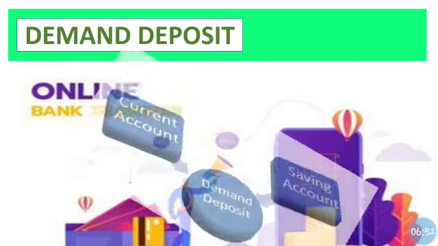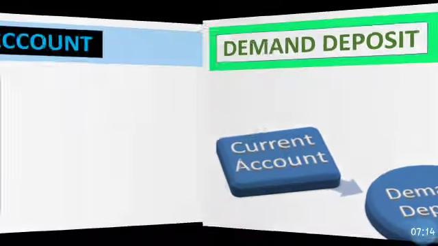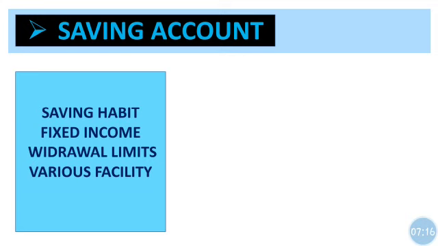Demand deposits are of two types. One is current account, another is saving account. So there are two types of demand deposit, current account and saving account. In time deposit also there are two types, fixed deposit and recurring deposit. Now here in demand deposit, current account and saving account. Let's start with saving account.